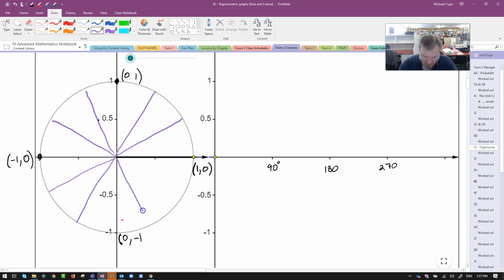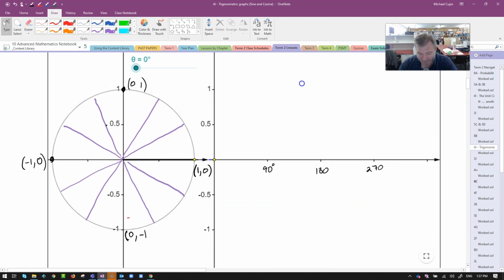If you've got a protractor, you could do this on some graph paper and actually get yourself a really accurate one. You can also create it in Desmos if you want. There's lots of things you can do here. Now I'm interested in the x-coordinate. At 0 degrees, the x-coordinate is 1.